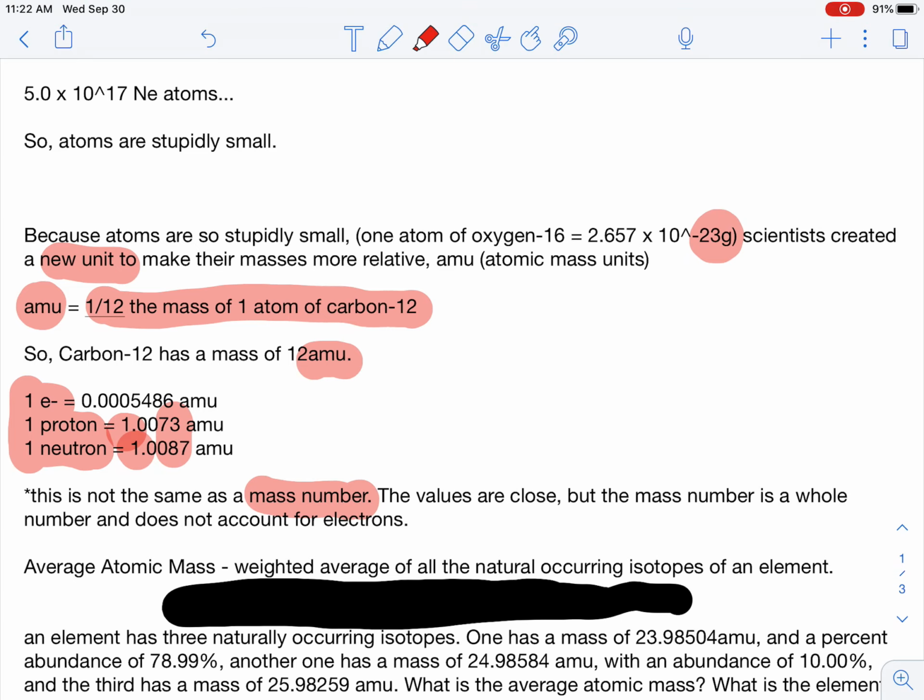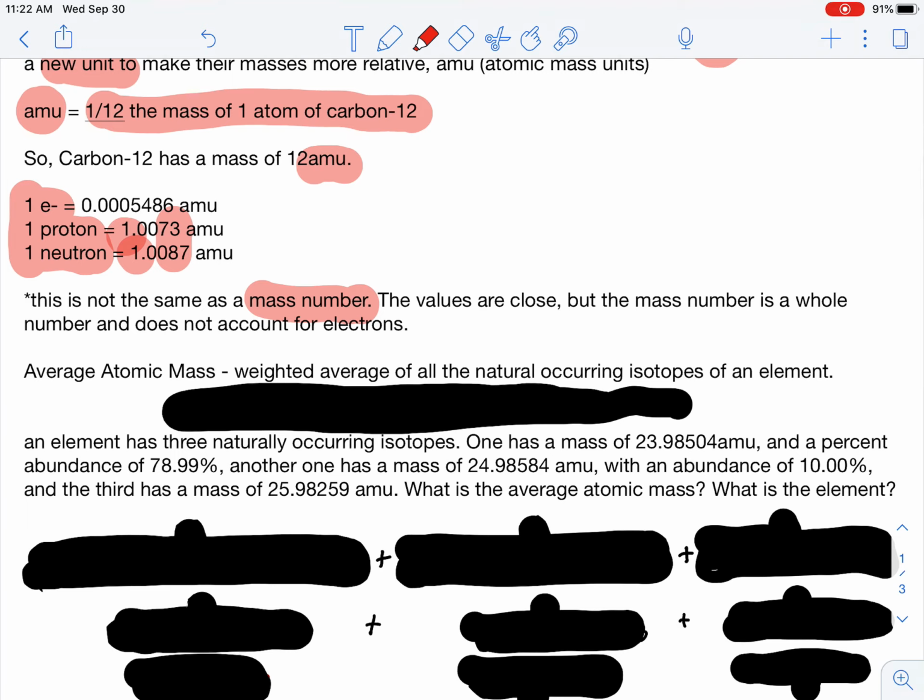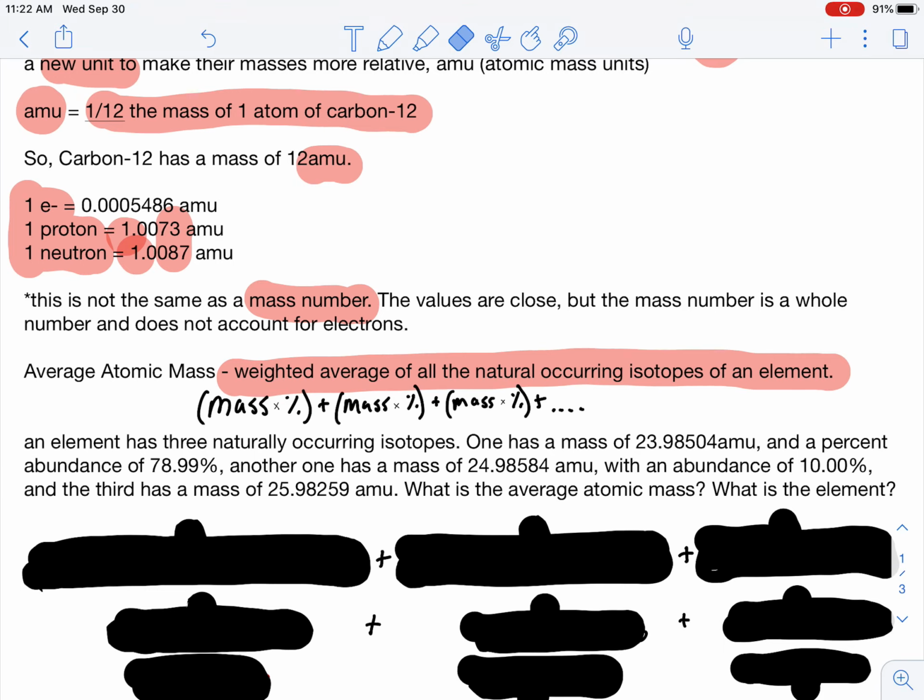Now that we know what an AMU is, we can talk about the average atomic mass calculation. It's the weighted average of all the naturally occurring isotopes of an element. Usually, I make you guys come up with this formula on your own because it's not in your packet. And with some trial and error, we figure it out. But in the interest of time today, I'm going to give it to you. Here it is. So it's the mass times the percentage plus the mass times the percentage plus the mass times the percentage of all the naturally occurring isotopes of any given element. So in this case, if I had 3 isotopes, I would use 3 of these little calculations, and I would add them together.